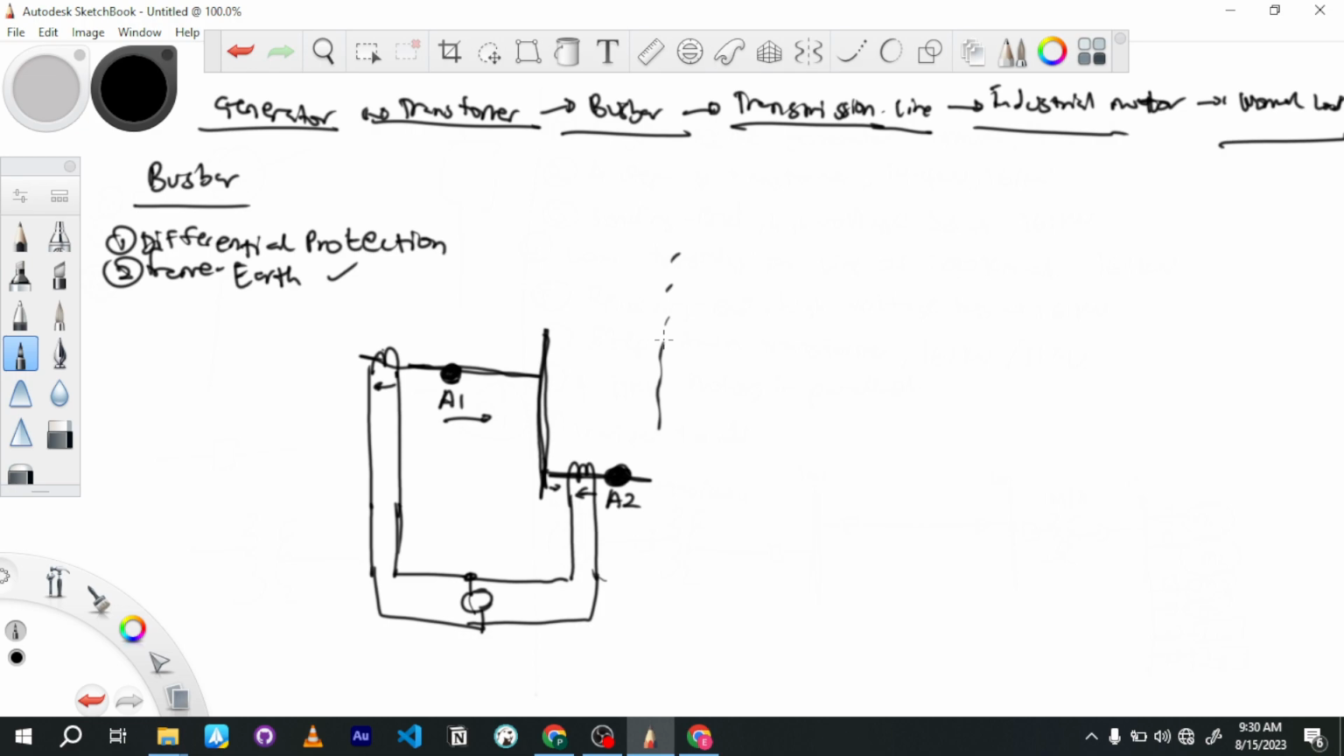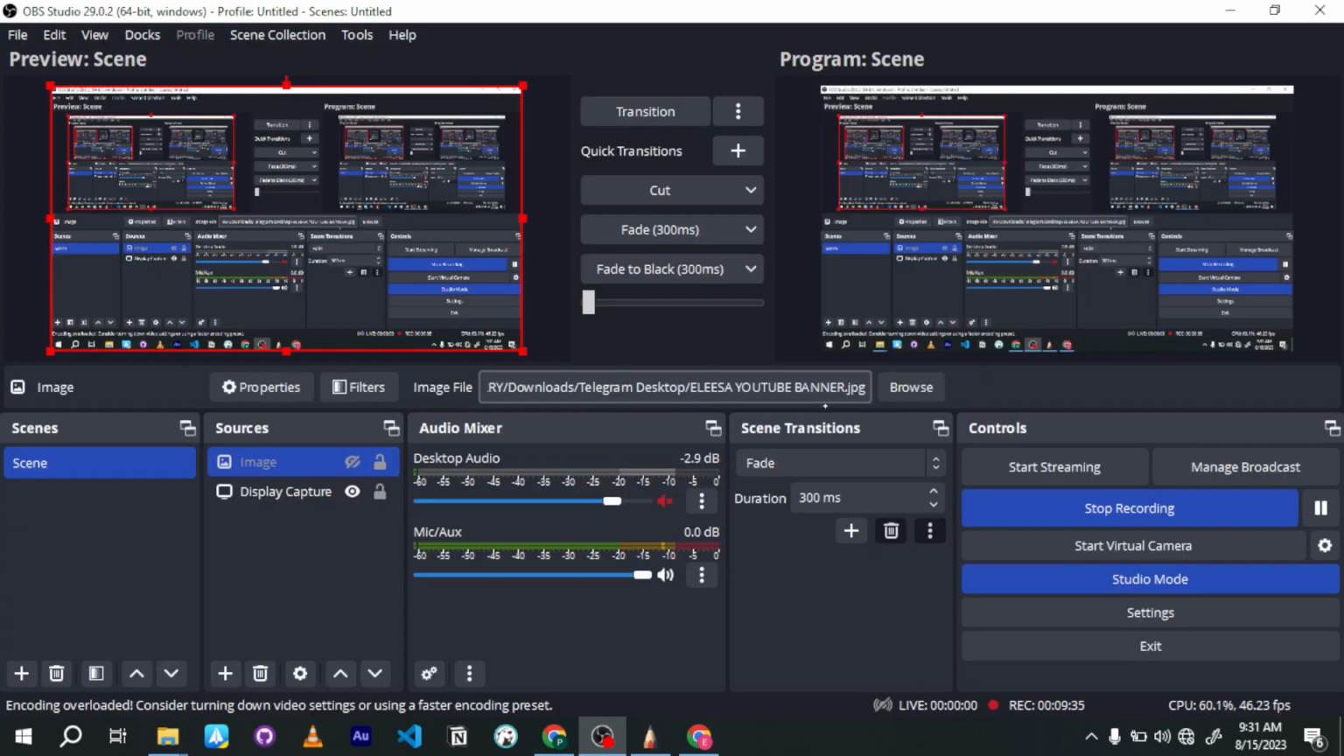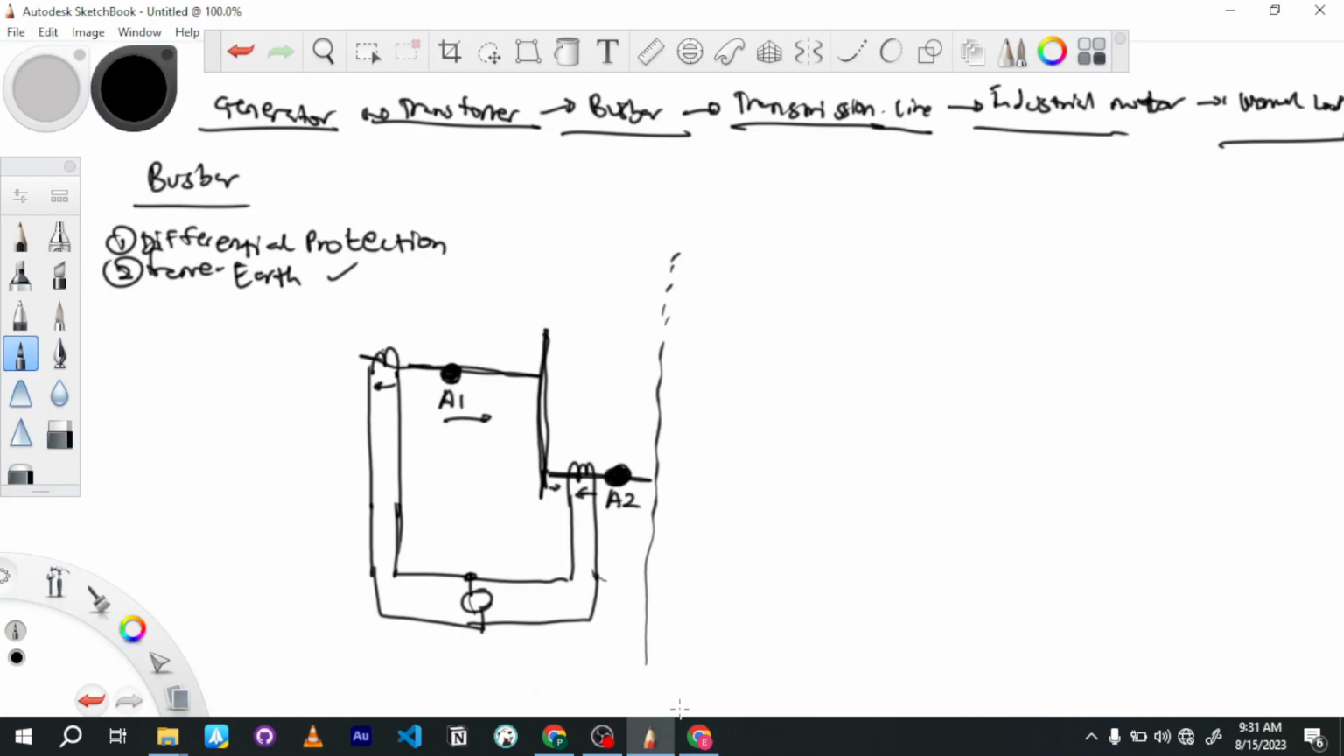Now with the frame earth protection, with the bus bar protection, we talked about the differential protection for bus bars, and then we talked about the frame earth protection. What the frame earth protection is doing is that it is measuring the fault current from the switchgear frame.